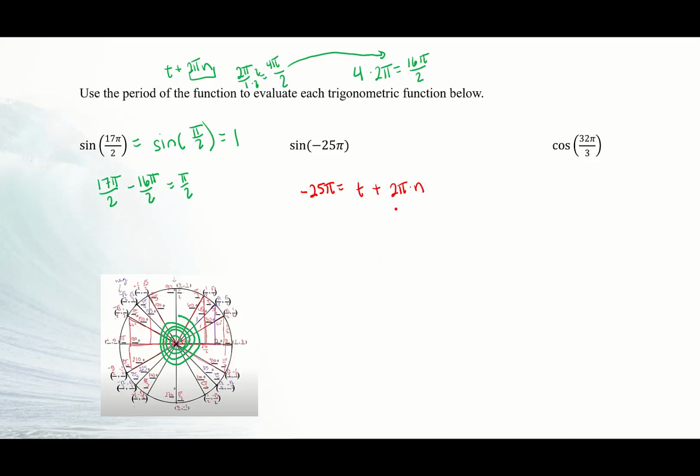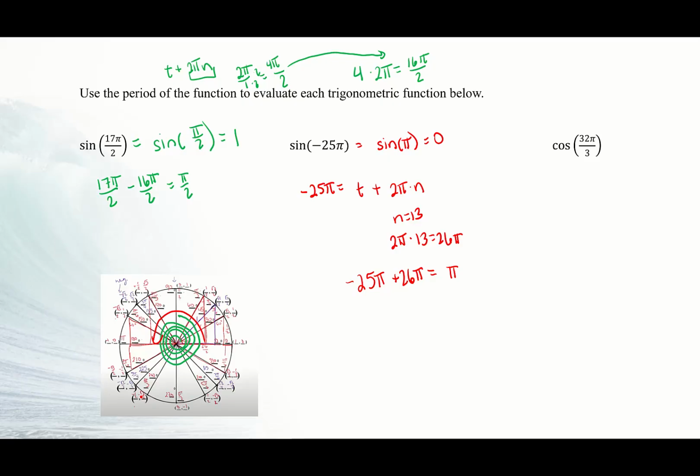That's kind of crazy. Because if I set n equal to 13, that would give me 2 pi times 13, which is 26 pi. And if I add negative 25 pi plus 26 pi, so 13 rotations, I end up with just pi. So that means that sine of negative 25 pi will be the exact same as sine of pi because they share a terminal side. Well, sine of pi, that's just over here. Sine is the y value, and y is 0.